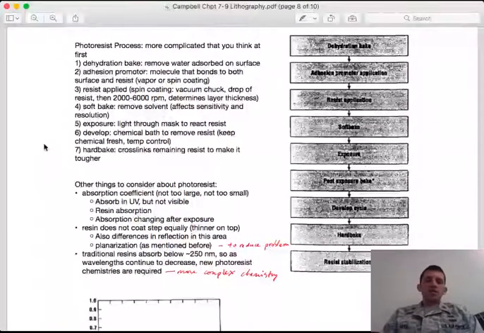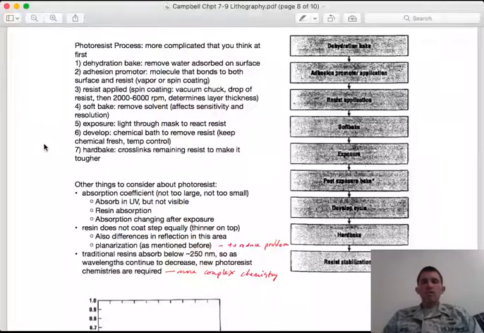After you apply the resist, you do a soft bake just to remove some of the solvent. A lot of that solvent is going to be removed during the spin coating as you take a small amount and greatly increase the surface area. The solvent will begin to evaporate before you even bake it, but you may want to bake it to remove a little bit more of that solvent.